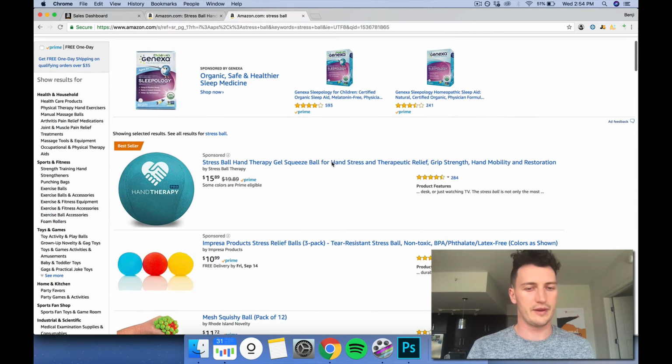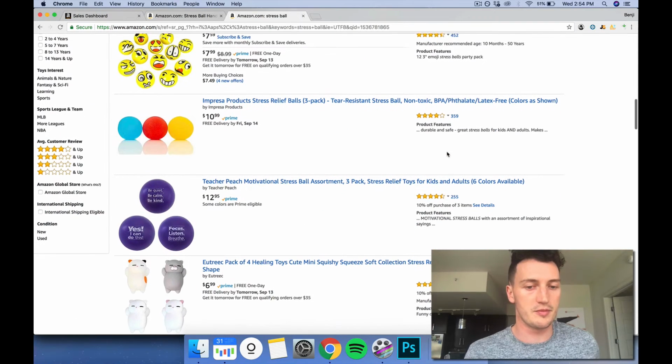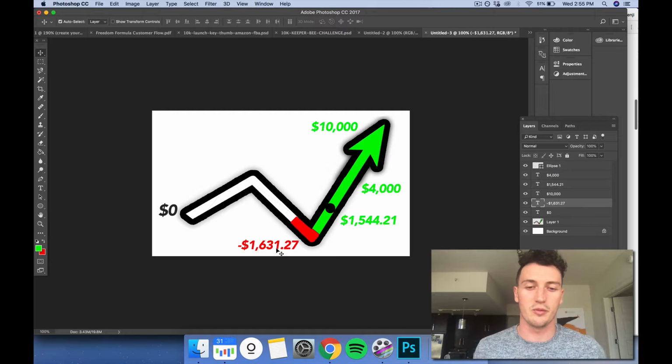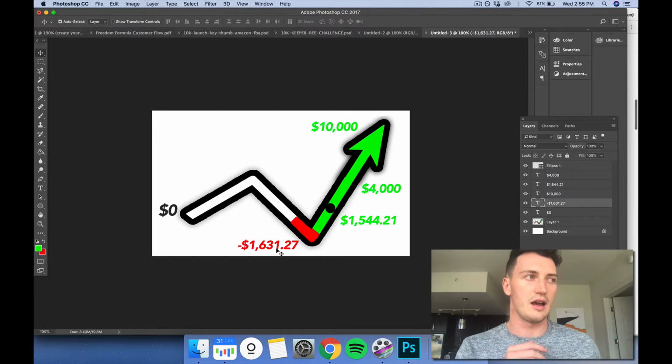So when you invest money and time into promoting your product, it's going to cost you in the short term, and this is the power dip. The last 2 weeks, we actually paid Amazon $1,631.27 worth of ads. So we took a net negative of $1,600, a loss, over the last 2 weeks.